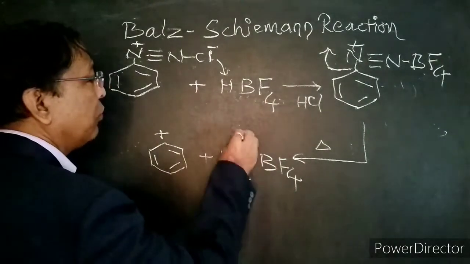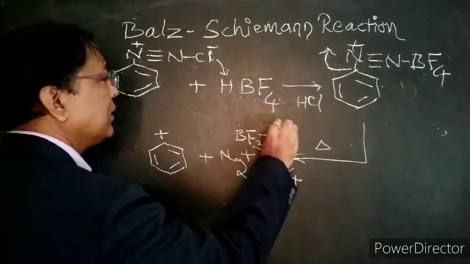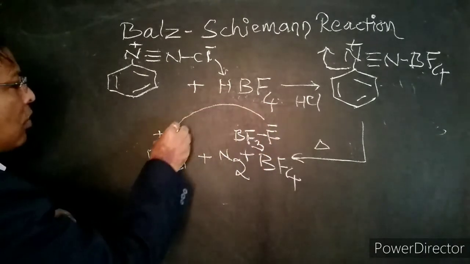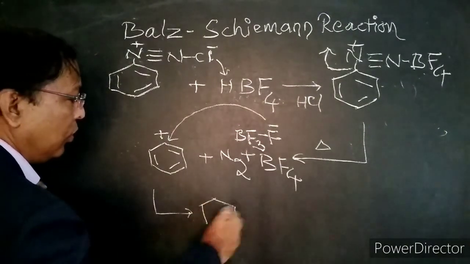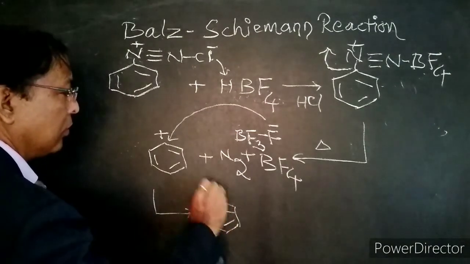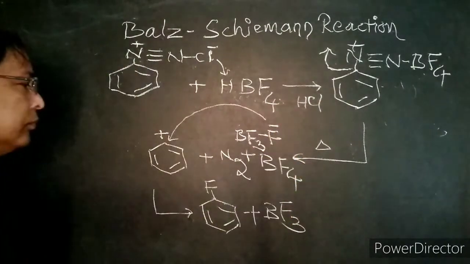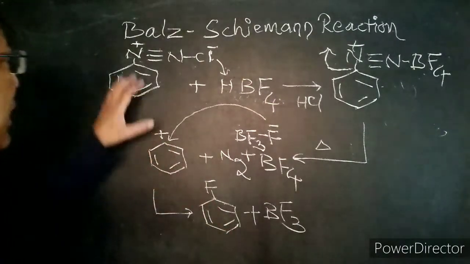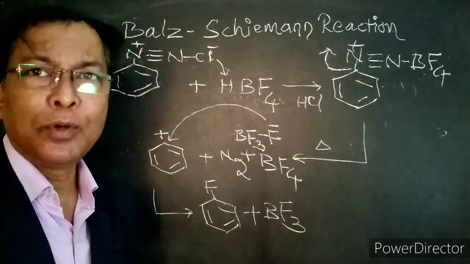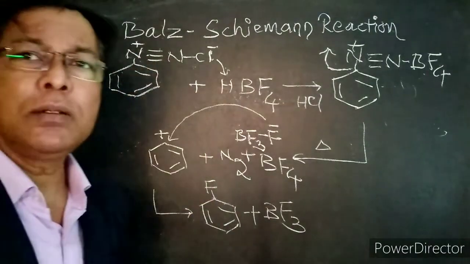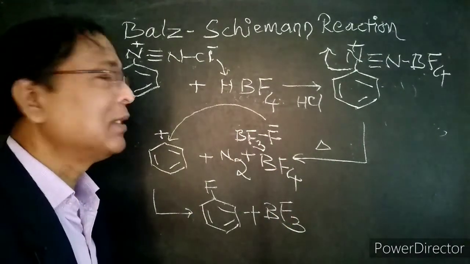I can write this BF4 in this manner, that is BF3 F minus. This F minus will attack on this benzene cation and we get fluorobenzene plus BF3. In this way, we can prepare fluorobenzene by heating benzene diazonium chloride salt with hydrogen fluoroborate in presence of sodium fluoroborate. This reaction is named as Balz-Schiemann reaction, in order to honor the scientists.